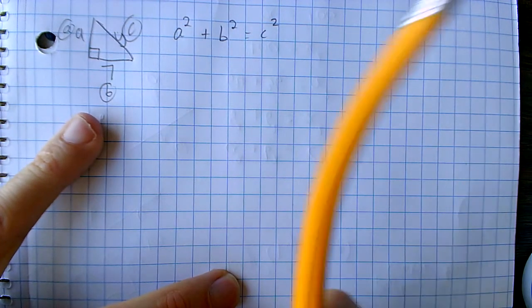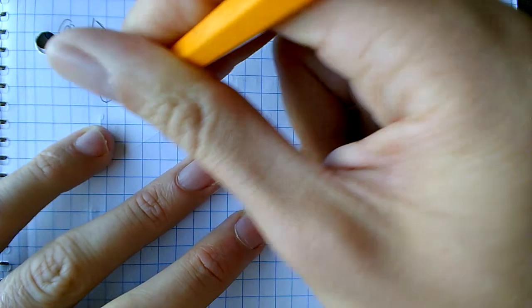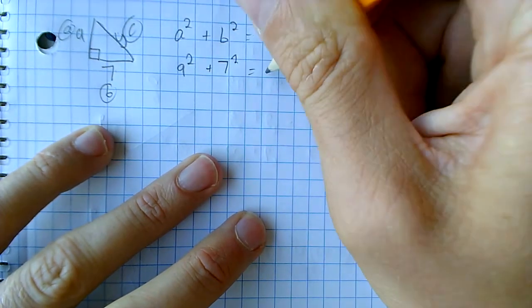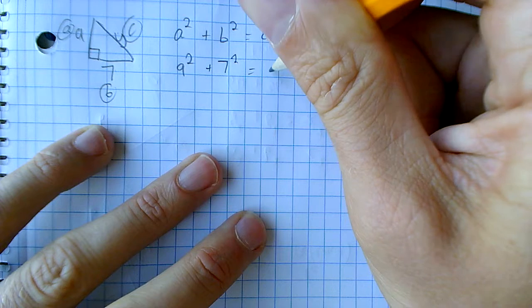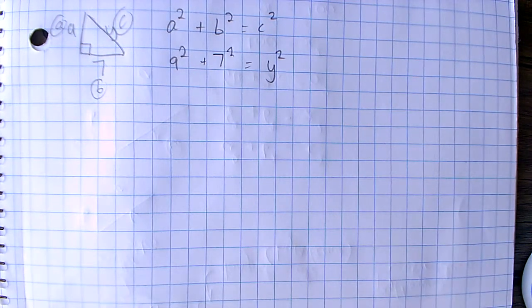And we're going to substitute those numbers in. So I said A was the 9, so I've got 9 squared. And B was the 7. So I've got 7 squared. And that is going to equal C, which is Y squared. Okay, so now I've got another formula. 9 squared plus 7 squared equals Y squared.